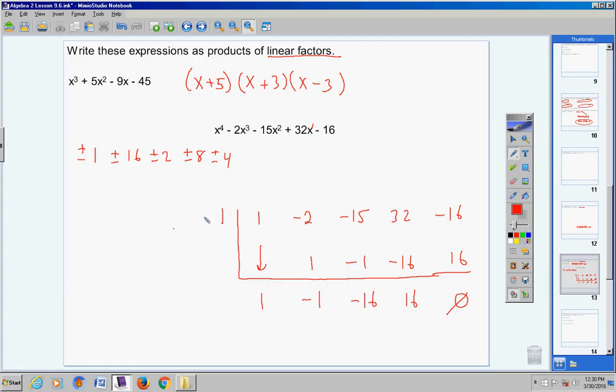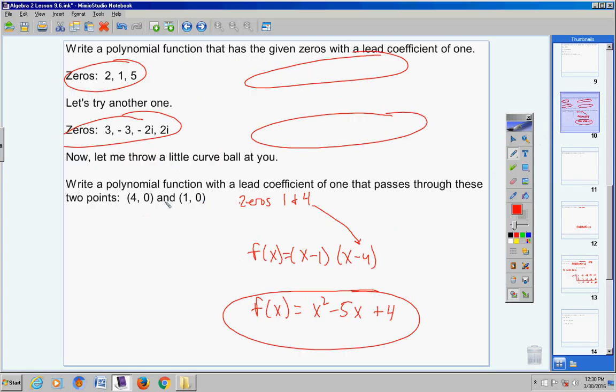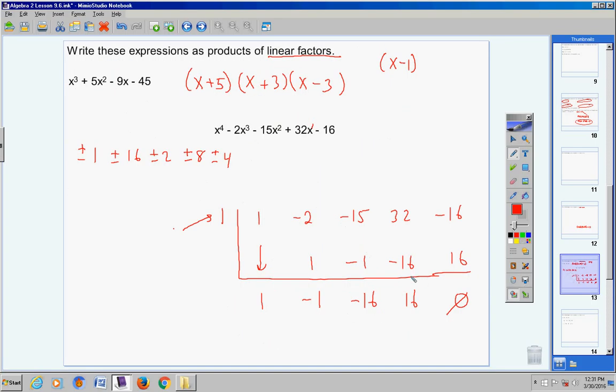So now stop and think for a second, please, students. What is one of your zeros? 1. So if 1 is one of your zeros, what's the linear factor for that? X minus 1. Remember, I just taught you that back here. If you know a 0, you can put it back into the parentheses as long as you change the sign. So, one of my zeros is 1. So I'm going to write the linear factor up here. So guys, I found one linear factor.